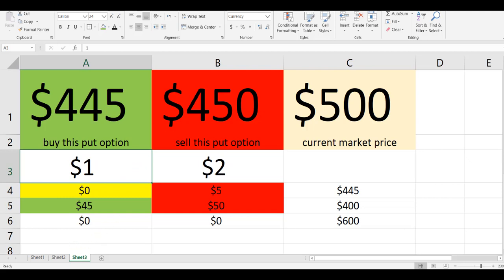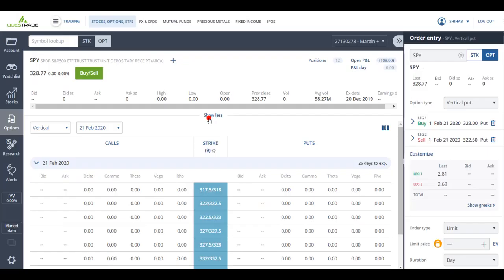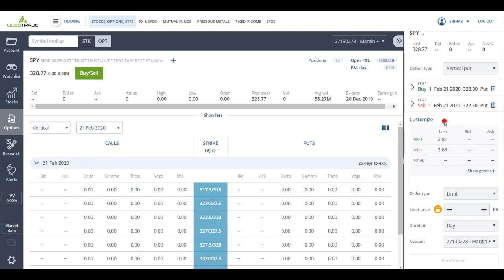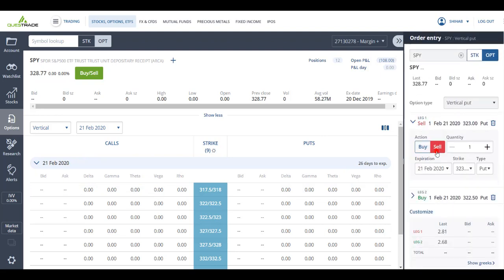So it's the same idea. It really depends on the assumption. But in this video, I'm talking about a put credit spread. The reason I just mentioned this is because automatically when you click on vertical with Questrade, it sets you up as a put debit spread. So you simply have to change it by clicking sell. Notice when I clicked sell, it changed this one to buy. When I click buy, it changed this one to sell.